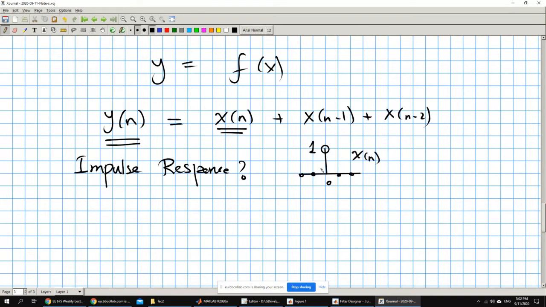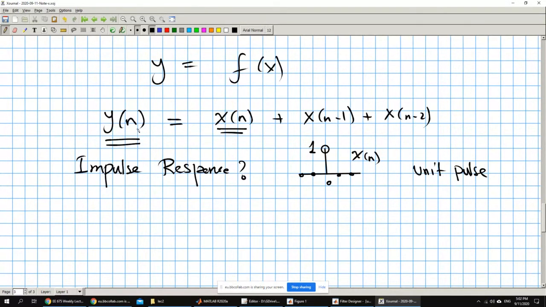If I say that I would like to compute the impulse response with something that looks like this, this means that x of n is exactly an impulse. This is what's called the unit pulse function. This is the discrete version of the impulse. Okay, so how can we do that?